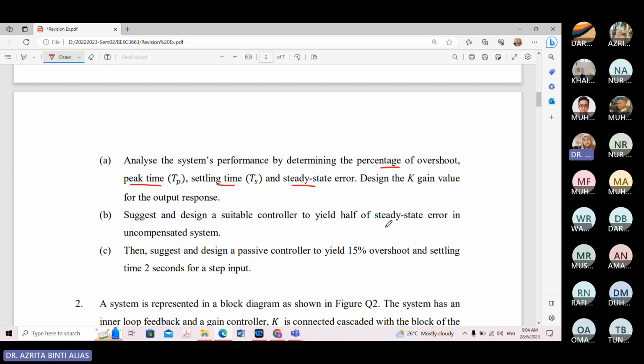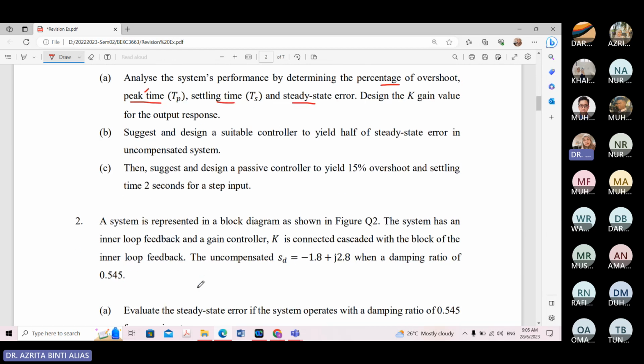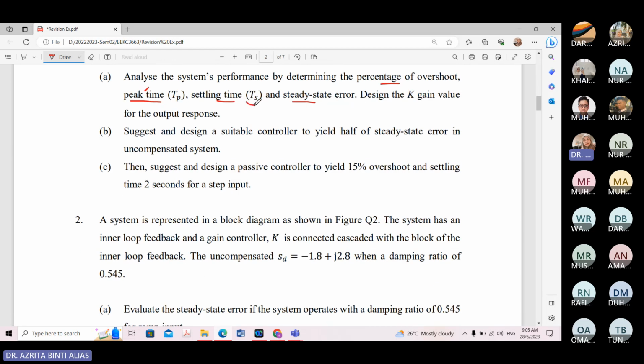Okay, so next, the question asks us to find the peak time. Peak time is directly from the C maximum. So the T at the C maximum is our peak time value. From here, our peak time is about 0.25, which is somewhere here, so we add a little bit, 0.28 second. And then we need to find the settling time.